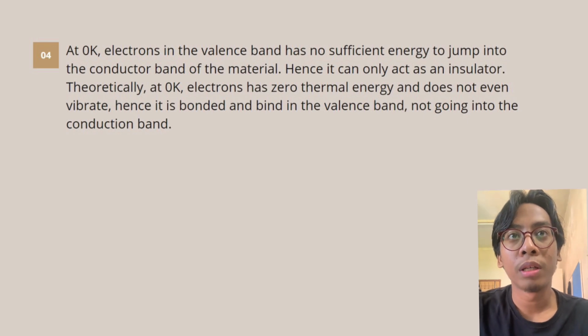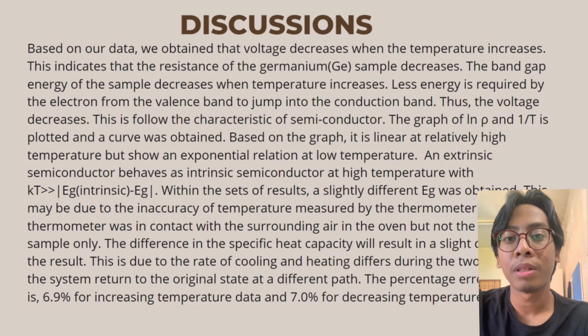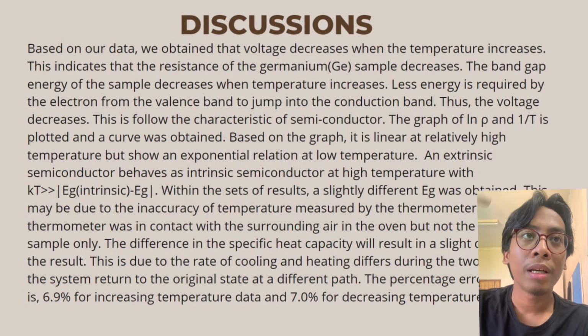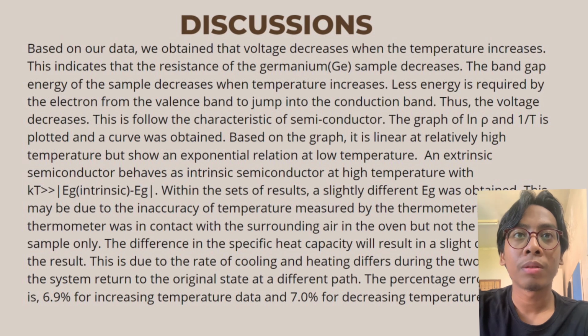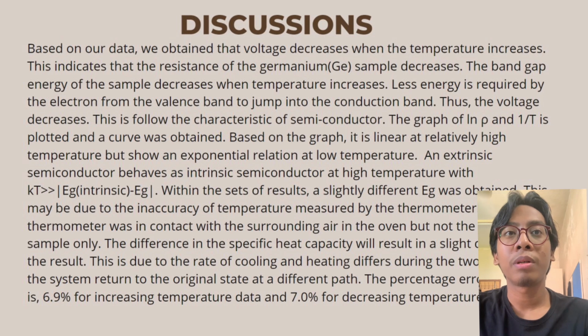Now we move to the discussion part. Based on our data, we obtain that the voltage decreases when the temperature increases. This indicates that the resistance of the germanium sample decreases. The band gap energy of the sample decreases when temperature increases. Less energy is required by the electrons from the valence band to jump into the conduction band. Thus, the voltage decreases. And this follows the characteristic of semiconductors that we have known.